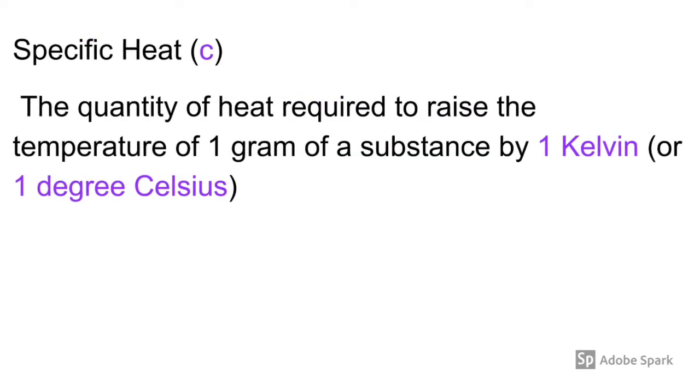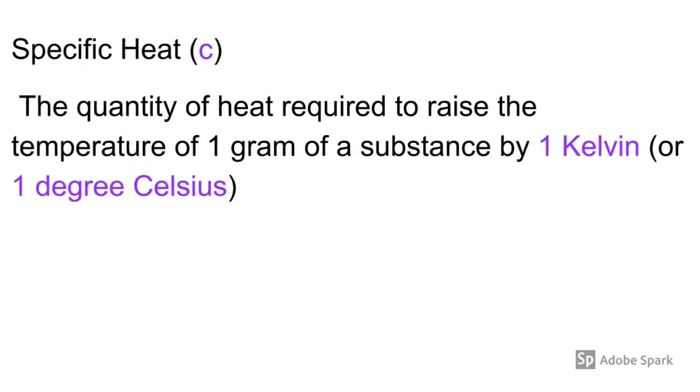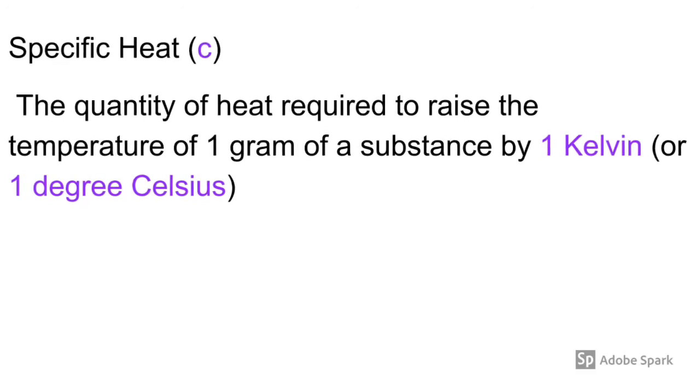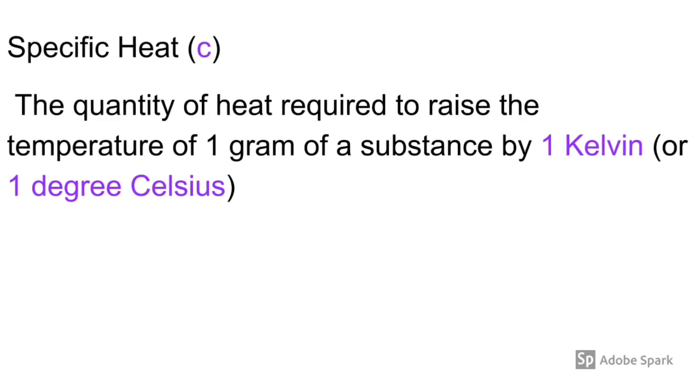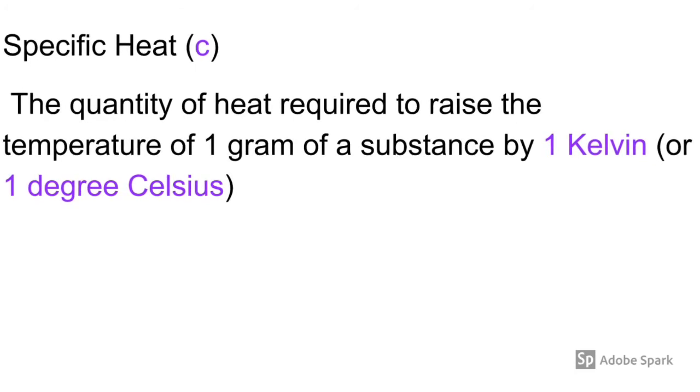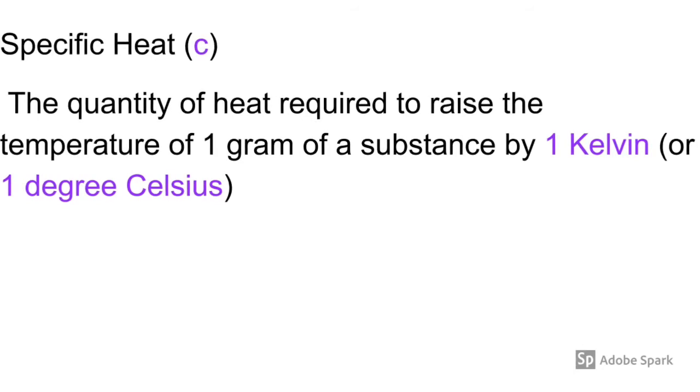Specific heat, we represent this with the lowercase c. It's the quantity of heat required to raise the temperature of 1 gram of a substance by 1 Kelvin or 1 degree Celsius. The specific heat is literally very specific to the substance you're discussing. Every substance has its own specific heat.